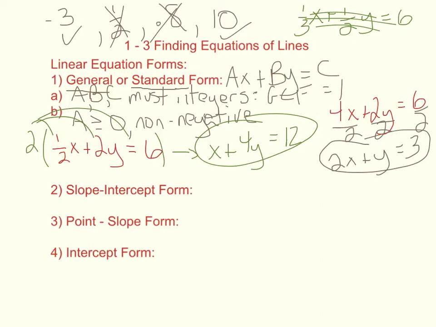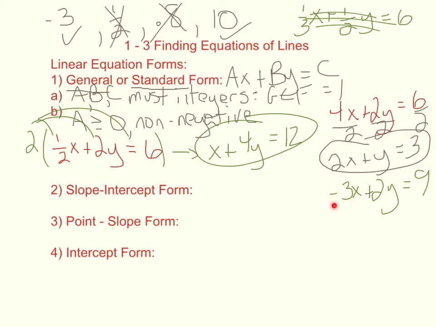Okay, and then finally, what if you had something like this? What if you had -3x plus 2y is equal to 9? Well, let's check our conditions. A, B, and C must be integers. -3, 2, and 9. All integers, check. GCF must equal 1. -3, 2, and 9. The GCF is 1, check. A has to be non-negative. It's got to be 0 or bigger.